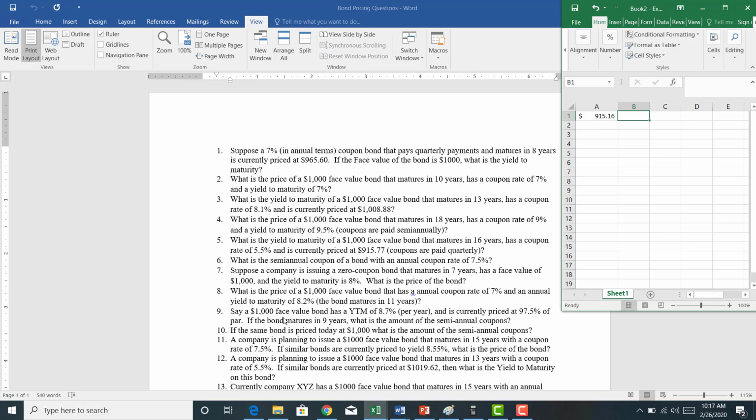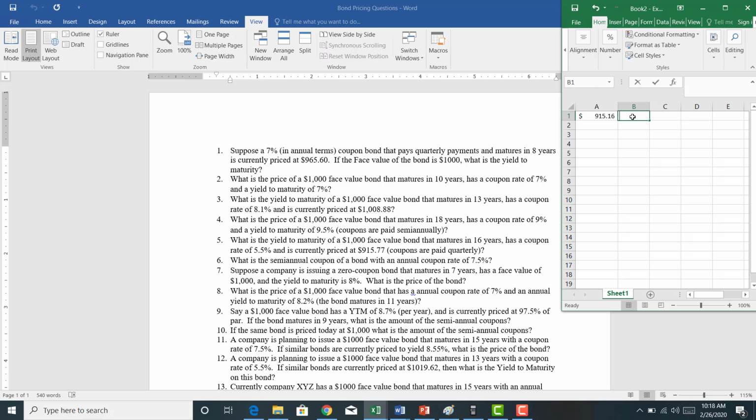Let's go ahead and do problem 9. Say a $1,000 face value bond has a yield to maturity of 8.7% per year, is currently priced at 97.5% of par. It matures in 9 years. What is the amount of the semi-annual coupon? Okay, so I'm not asking for price. I'm not asking for yield to maturity. I'm asking to calculate the payment here. This is going to be a little different than what we've done in the past. Notice also that the bond is priced at 97.5% of par. The word par value is synonymous with face value, so this bond is priced at 97.5% of 1,000 or $975.